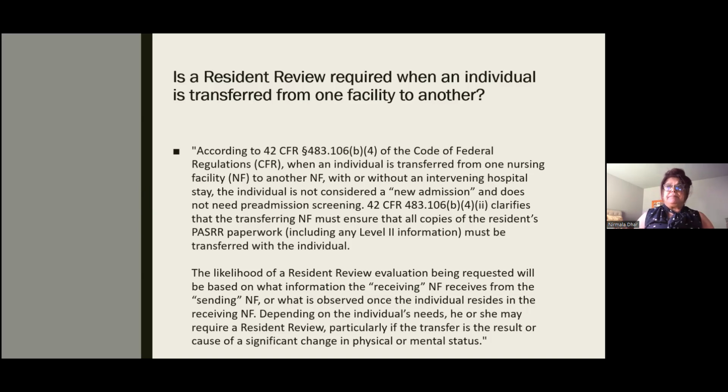Okay. So, do you need to do a resident review when an individual is transferred from one facility to another? If a person goes to another facility without an intervening hospital stay, it is not considered a new admission, so no resident review is required. It's just a different nursing facility.